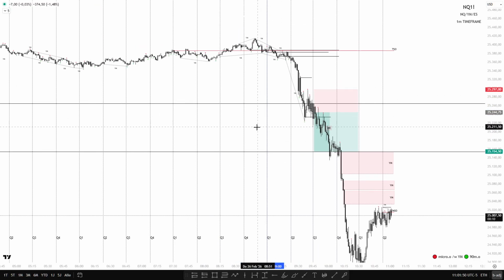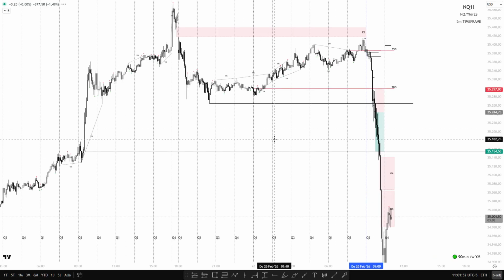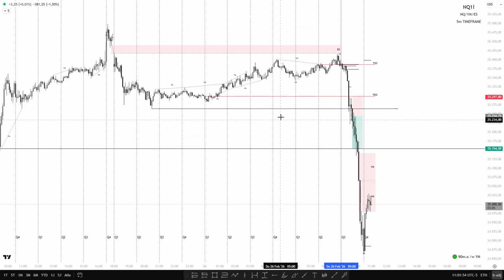Nice continuation lower, and yeah, I start making videos again. I learned a lot, and I want to make consistent trade recaps as soon as I'm really ready for it. But this is it, and see you next time.